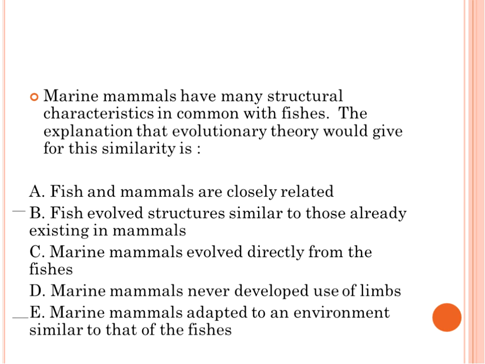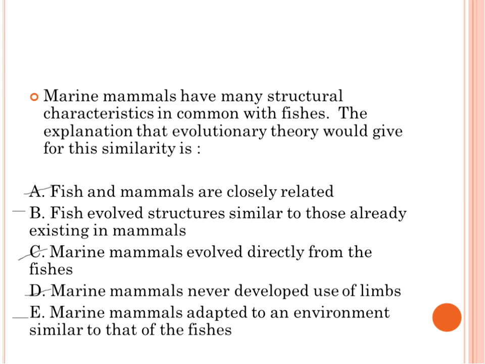Okay, so we can eliminate some. Fish and mammals are closely related? Well, they are related, but they're not that close. There's many things in between them. Marine mammals evolved directly from the fish? No, not directly, no. Marine mammals never developed the use of limbs? We know that's false as well. So B or E: fish evolved structures similar to those already existing in mammals, or marine mammals adapted to an environment similar to that of the fish?